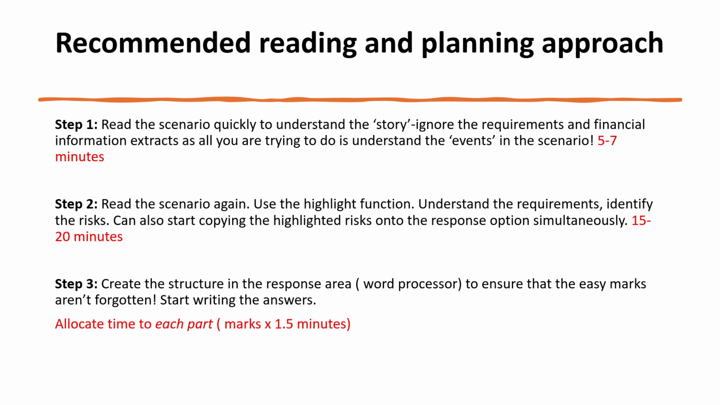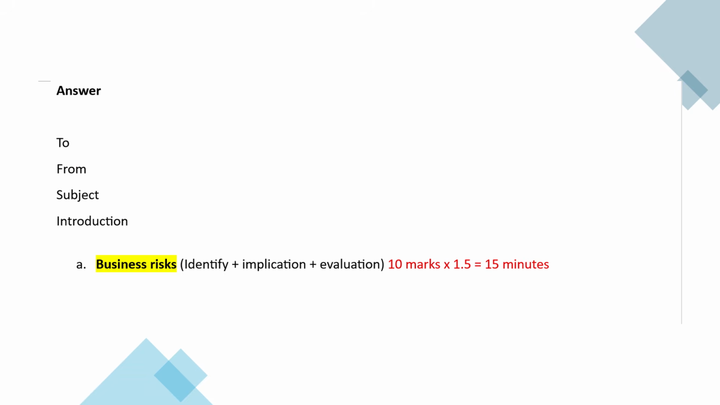And I would highly recommend that you allocate time to each part. So not each question, but each part, and then be very disciplined in sticking to that time allocation. So the recommended time allocation for typing up the answer is 1.5 minutes per mark, which basically means for a 10 mark requirement, I would want you to spend 15 minutes in typing up the answer and then move on to part B, even if you feel that you know more that you can write in this particular area.